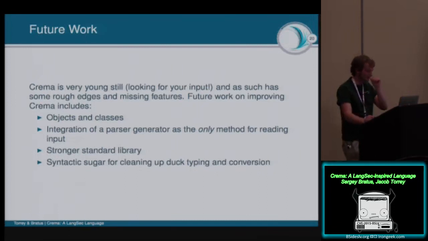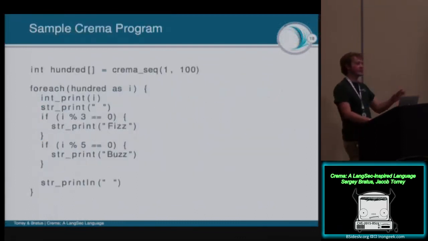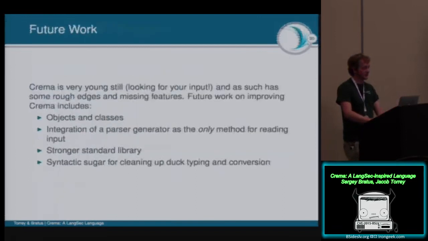We want a much stronger standard library. Programming in Python is so easy because they have everything for you. Or in PHP, you just add what you're trying to do with an underscore, like write a compiler underscore, and then boom, it just does it. So we also want to do some cleaning up. Right here, the int print and string print is kind of ugly. We want to make some kind of syntactic sugar to really clean that up. And type conversion is a little ugly right now too.